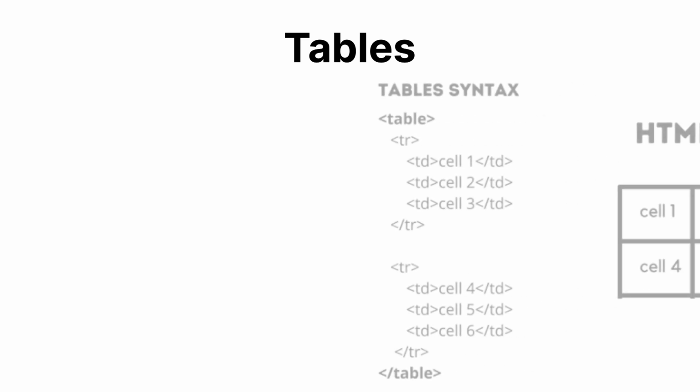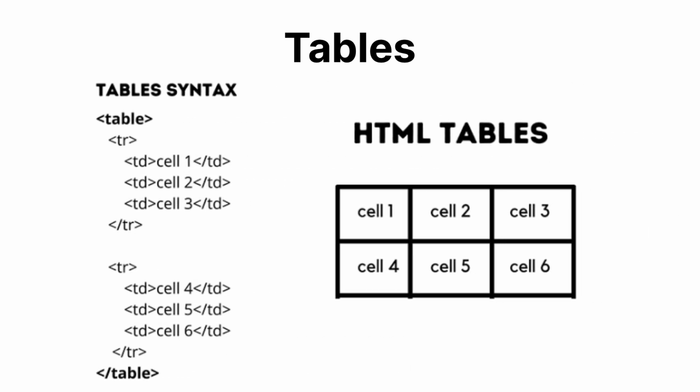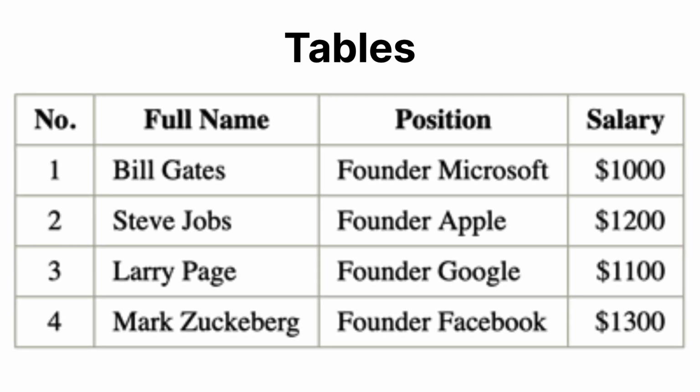Now, let's look at tables in HTML. Tables are used to display information in rows and columns. The table tag defines the table. Inside it, rows are created with the TR tag. Each row contains cells, which can be either the TH tag for a header cell or a TD tag for a data cell. Here's an example. This produces a simple table with a header row and rows of data.